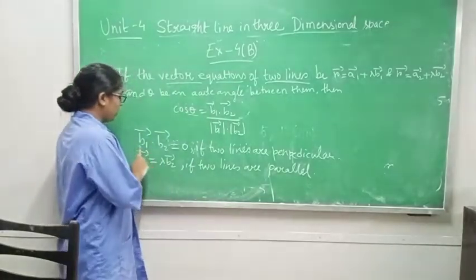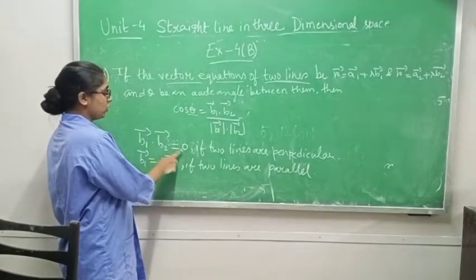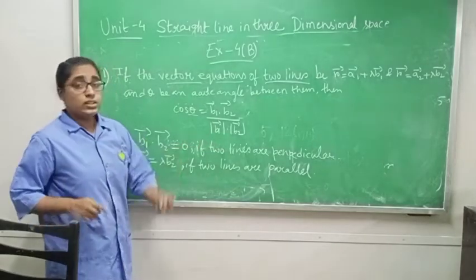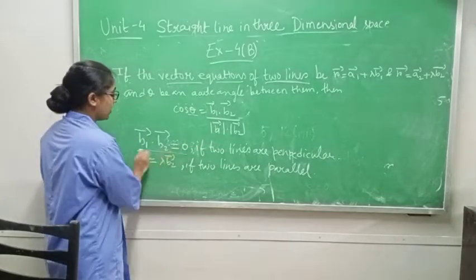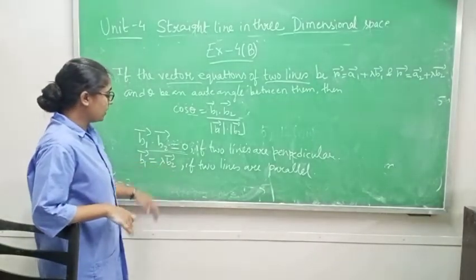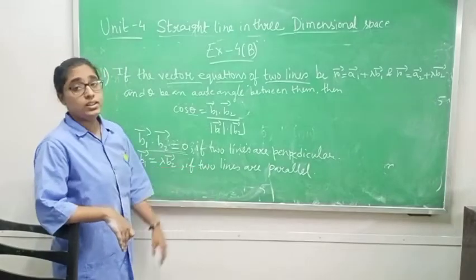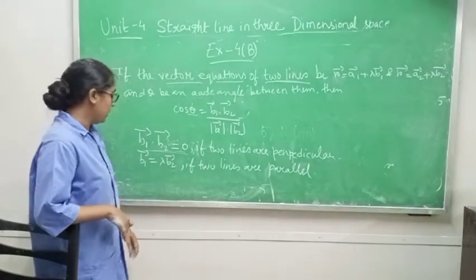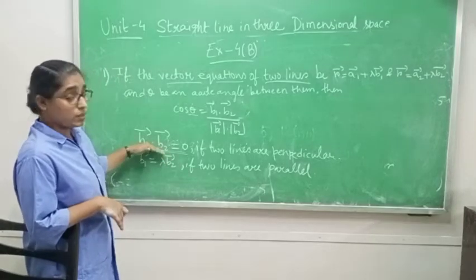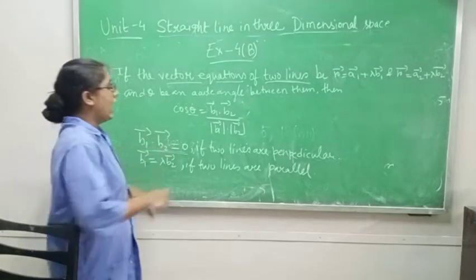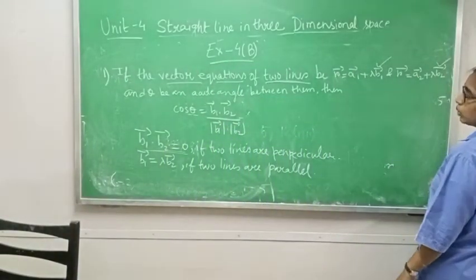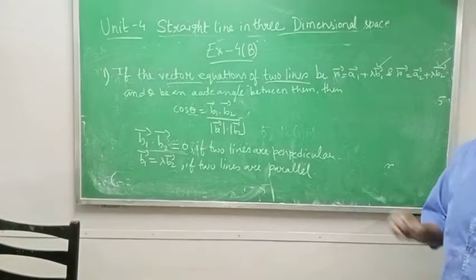Now, if b1 vector dot b2 vector equals 0, the two lines are perpendicular. This condition applies when two lines are perpendicular, and this other condition applies if two lines are parallel to each other. Understood? If two lines are parallel, we use this one, and if two lines are perpendicular, we use this one. And b1, b2 we get from the equation. b1 is here and b2 is here. Copy this one.